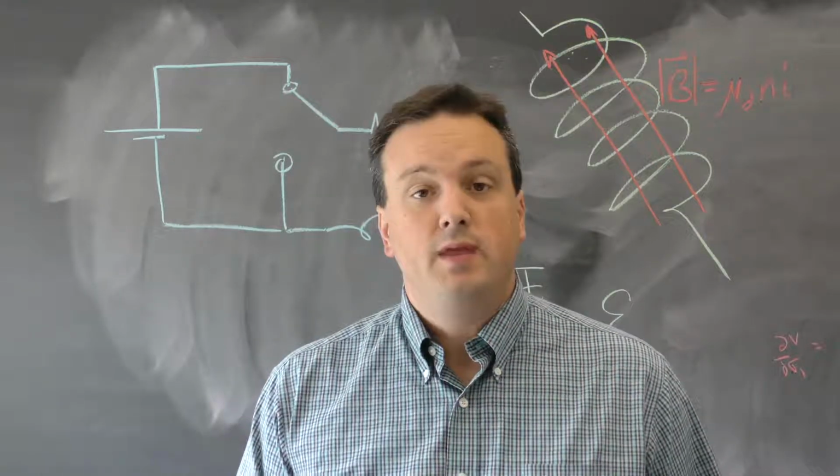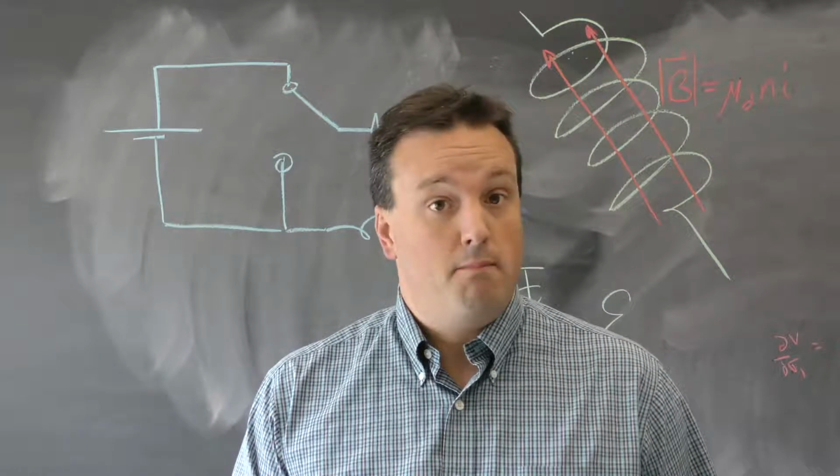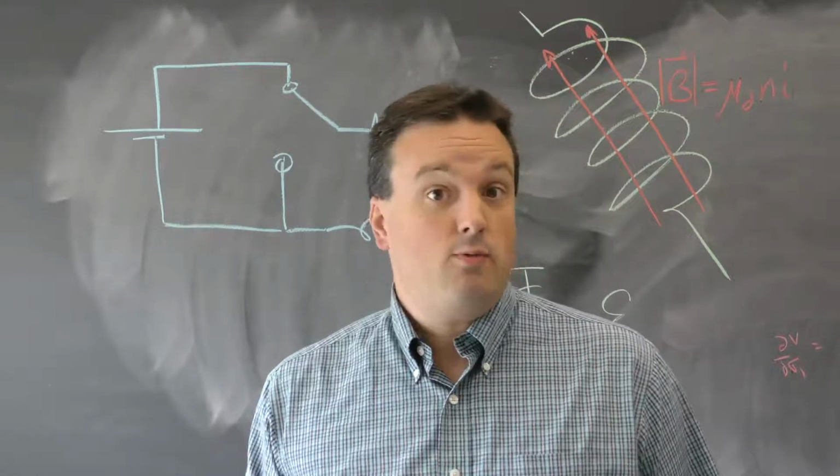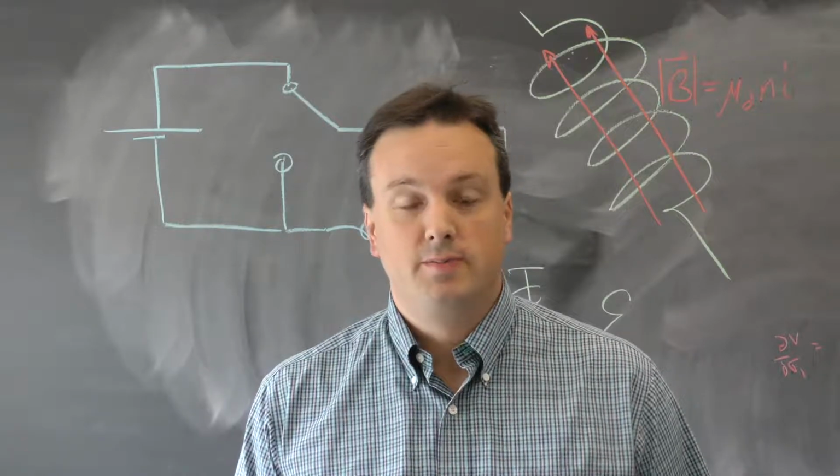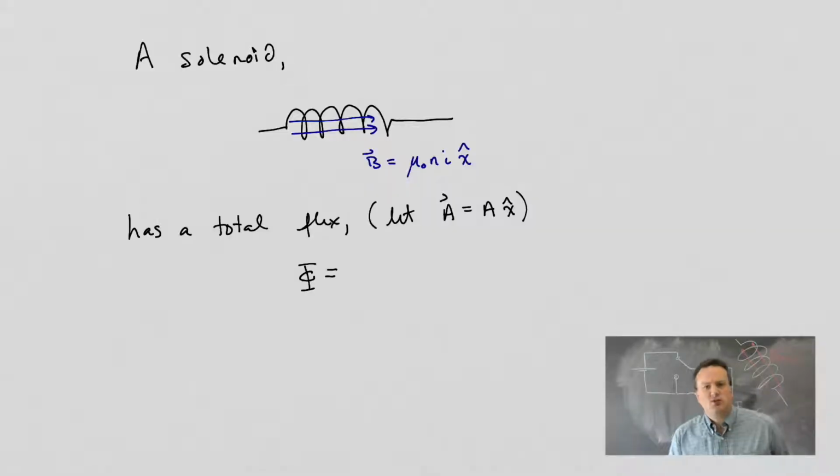Welcome back. Now that we spent a lot of time talking about magnetic fields, let's take what we've learned about magnetic fields and apply them to some problems using circuits. But first, let's take what we know about solenoids, which is a great object used to create a homogeneous magnetic field, and see what happens when I put that solenoid into a circuit.